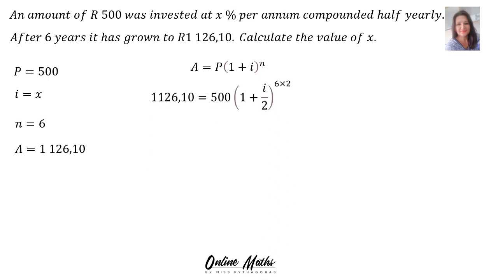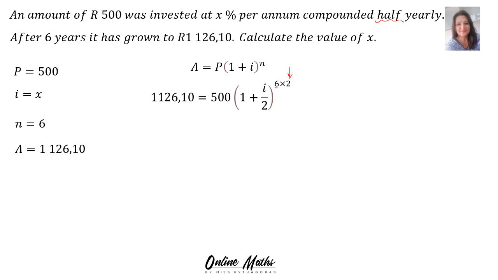Now I will substitute. In A's place, the final amount, 1,126 Rand and 10 cents equals P is 500 bracket 1 plus I divided by 2. Why? Because it was compounded half yearly. And then N is the 6 years times 2, compounded half yearly.